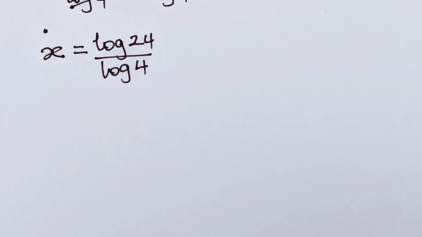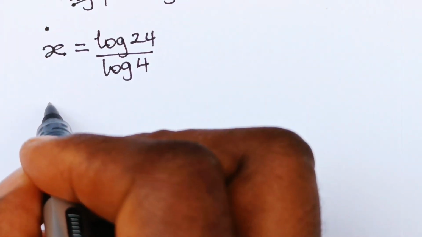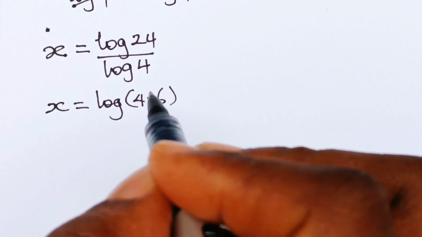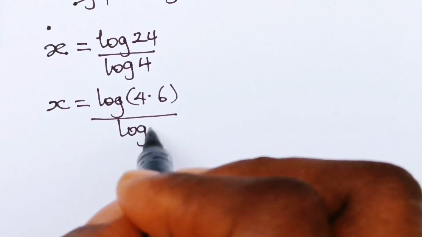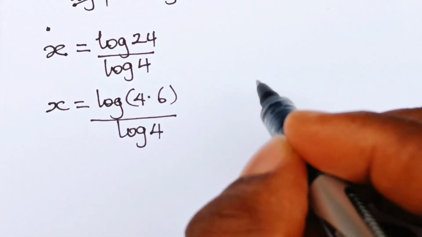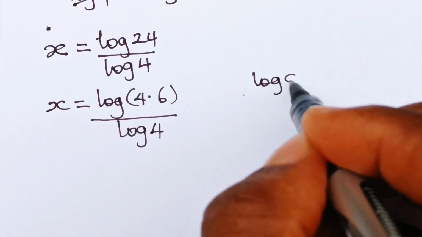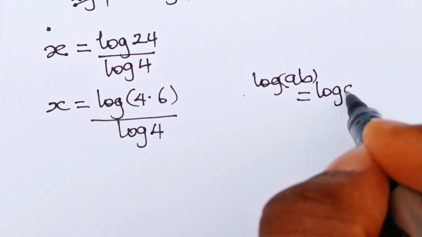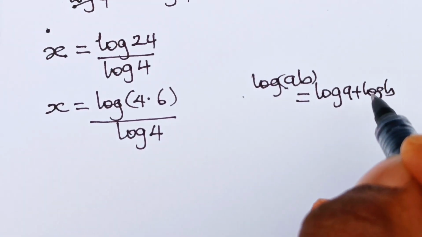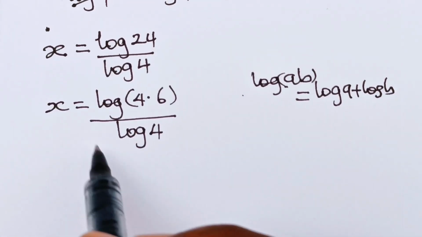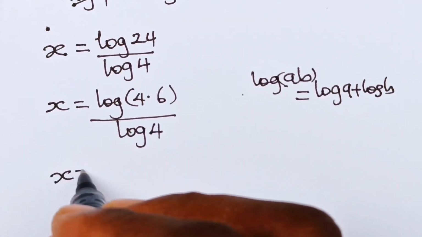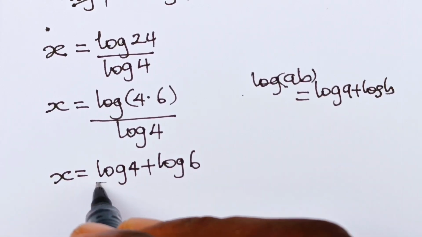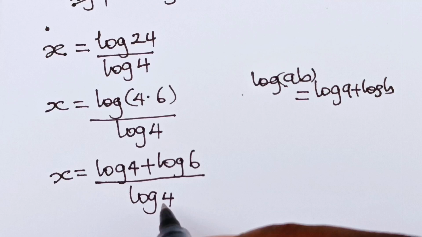Recall that we can write log 24 as log 4 multiplied by 6, divided by log 4. Now when you have log a multiplied by b, this is equal to log a plus log b. Therefore we can now rewrite the whole of this as x is equal to log 4 plus log 6 divided by log 4.